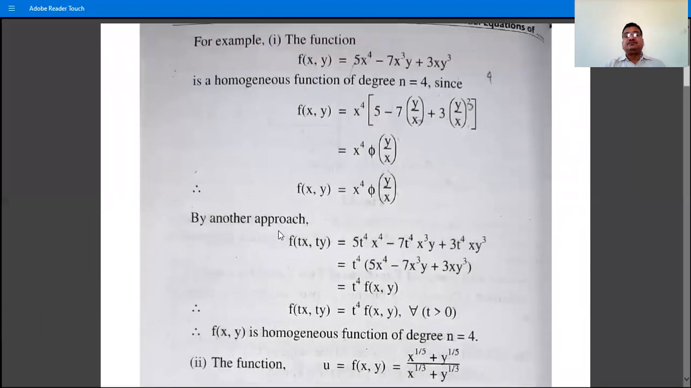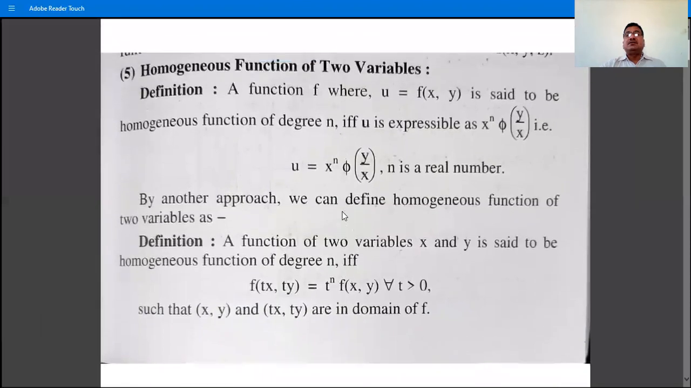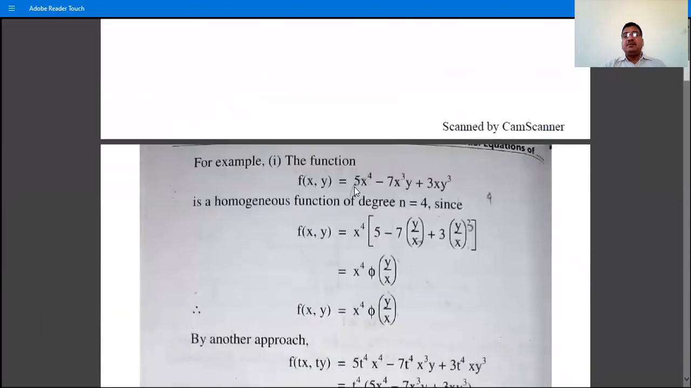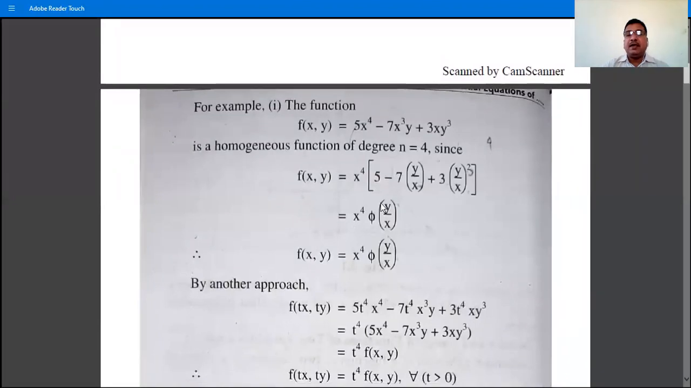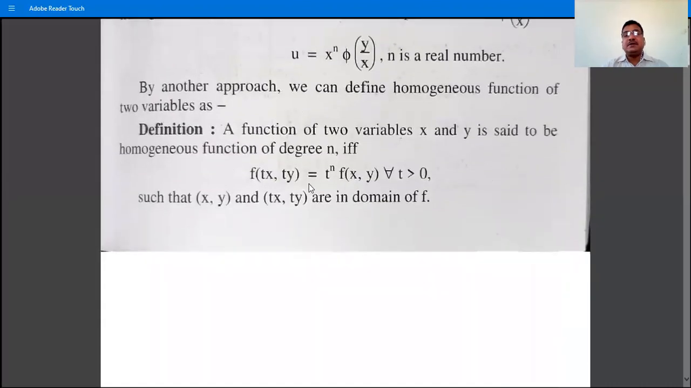Now there are three approaches, or three definitions, of homogeneous functions. If the addition of powers of x and y in each term is equal to n, then the function is called a homogeneous function of degree n. If the function f(x,y) is expressed in the form x raised to n phi of y by x, then we say f(x,y) is a homogeneous function of degree n. And the other approach: if f(tx, ty) is expressed in the form t raised to n f(x,y), then we say this f(x,y) is a homogeneous function of degree n.